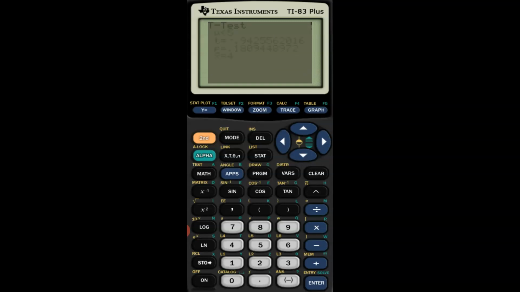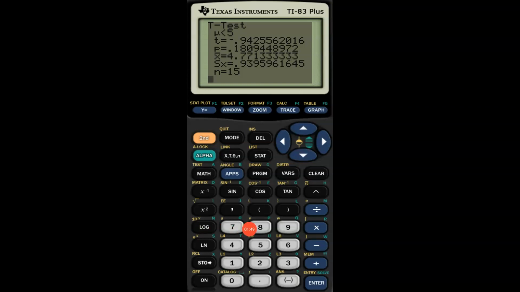Hit calculate. Boom. Got it. Data. Done. I got my t value. T is negative 0.943, and my p-value is 0.181, or 809. All right, our degrees of freedom was, look at this, well, 14 because it's n minus 1.